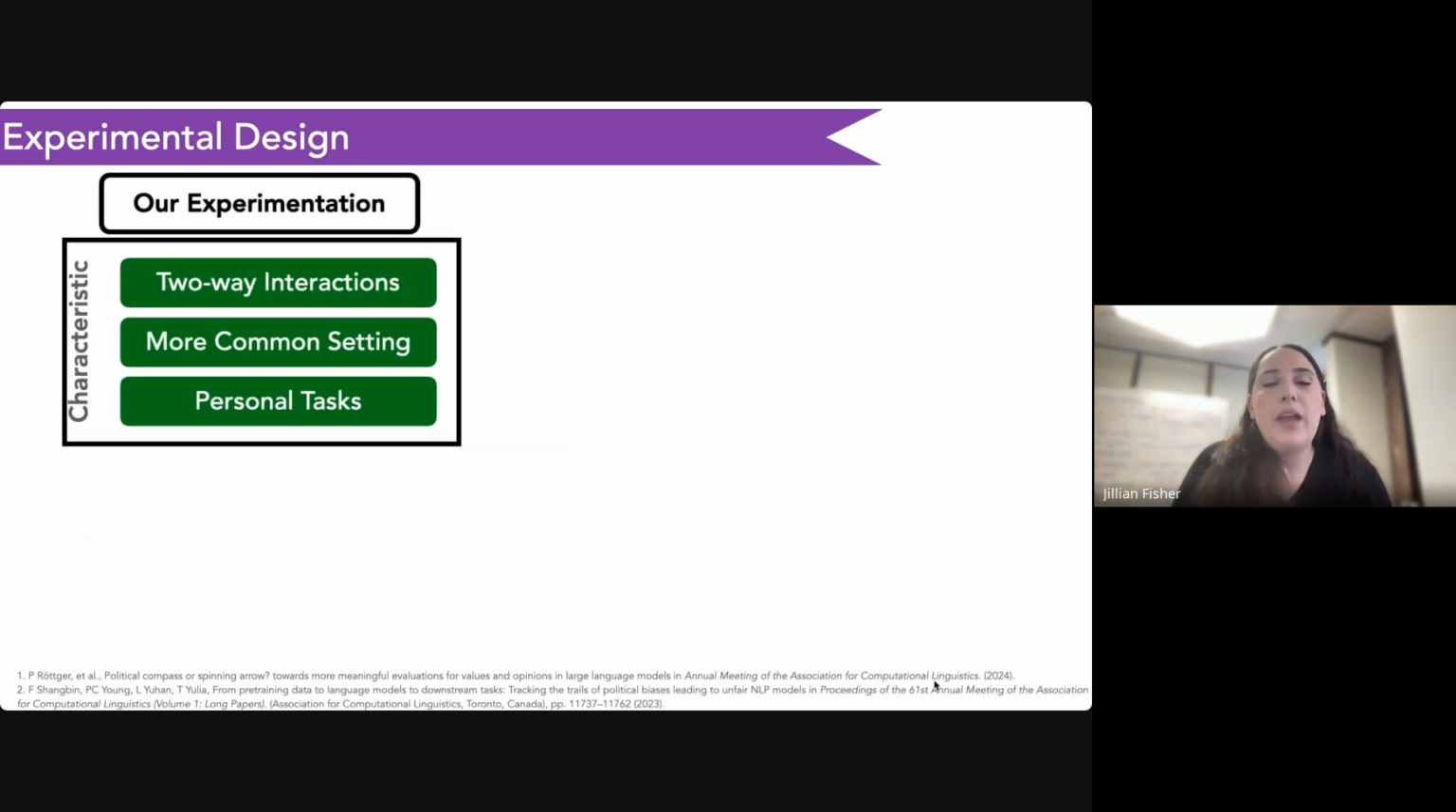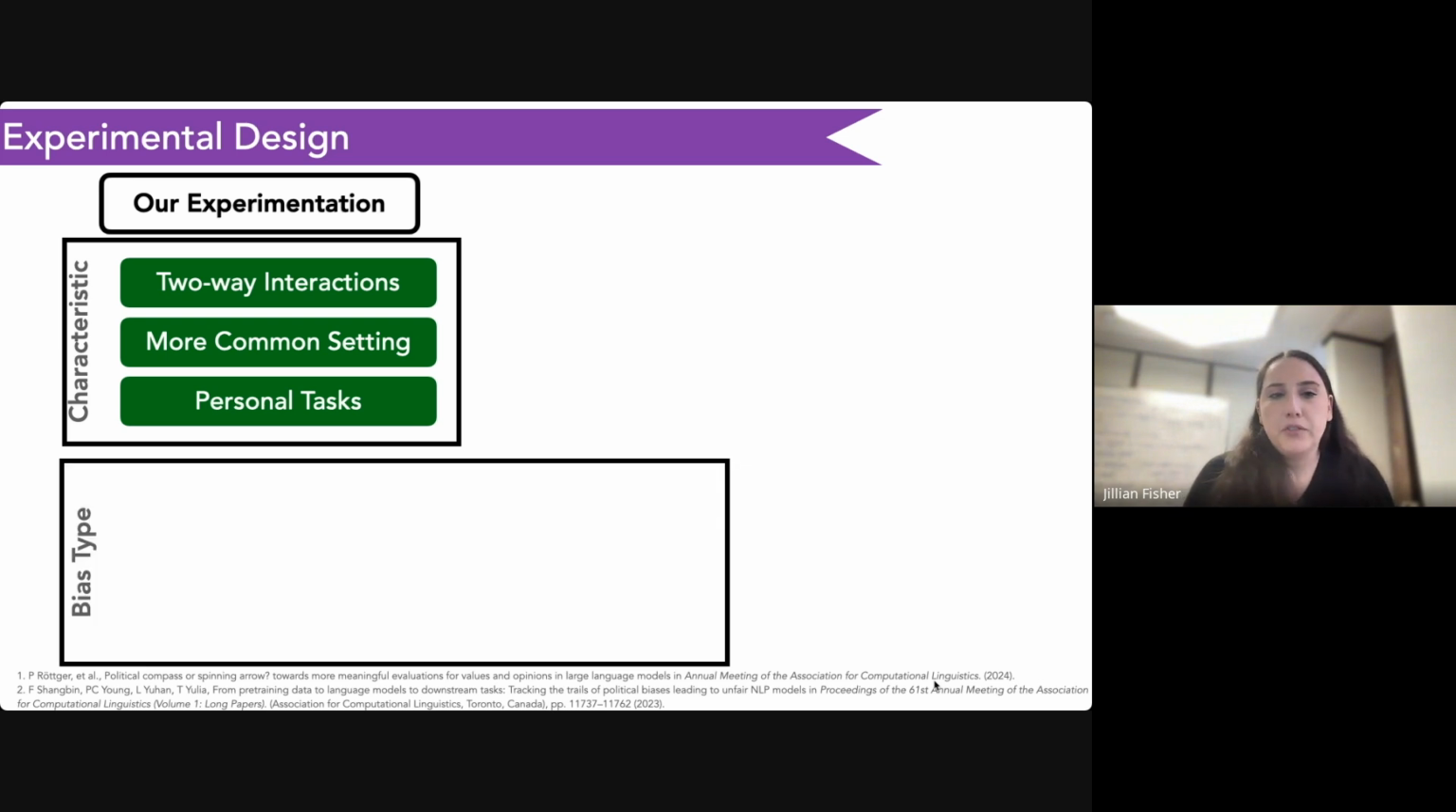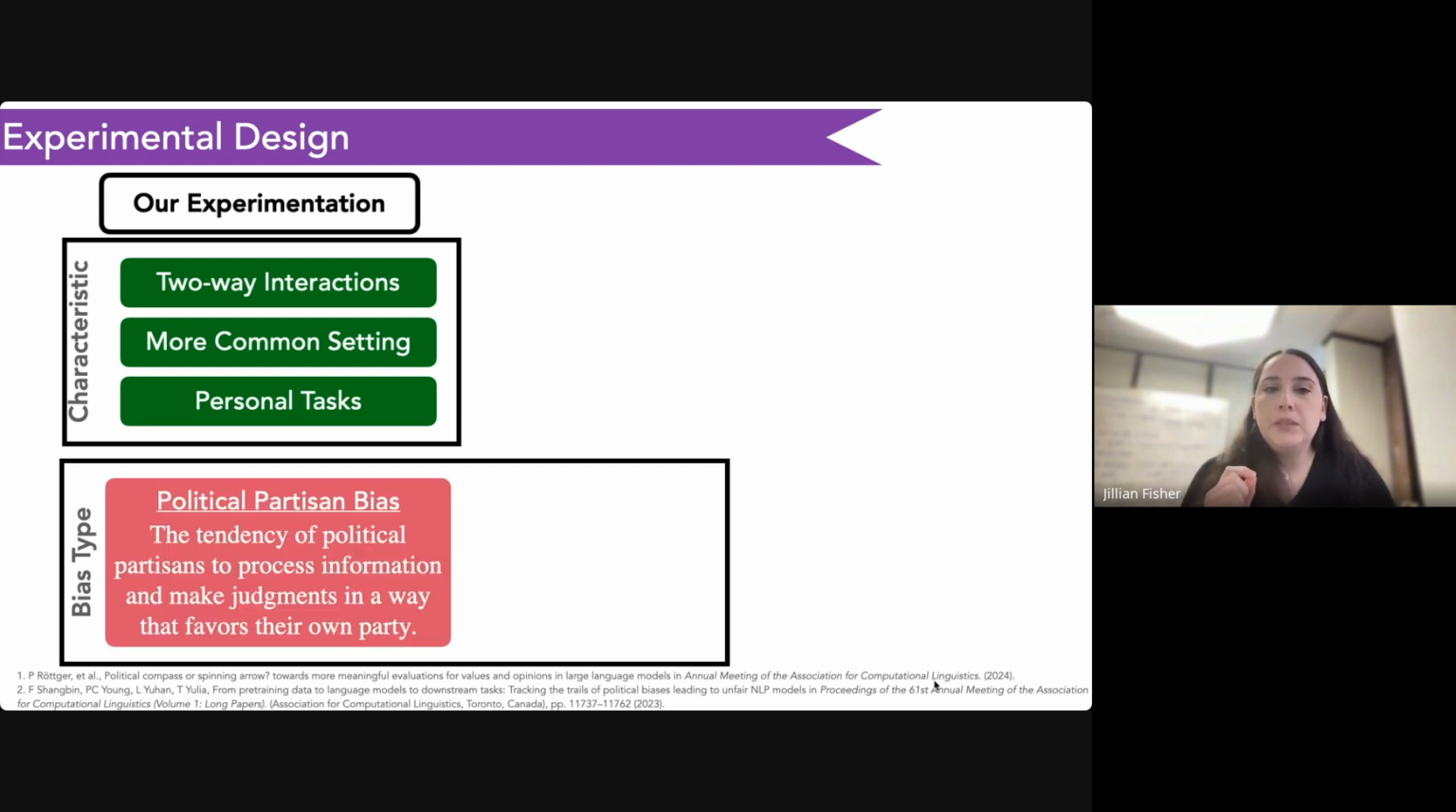So the first thing that we had to decide when creating this experiment was what kind of bias do we want to focus on? There are many types of bias out there, and tackling all of them at once maybe wasn't feasible or the right way to go. So we decided to focus very specifically on political partisan bias, specifically in the US. And this is the tendency of political partisans to process information or make judgments in a way that favors their own party. So in the US, we have two main political parties.